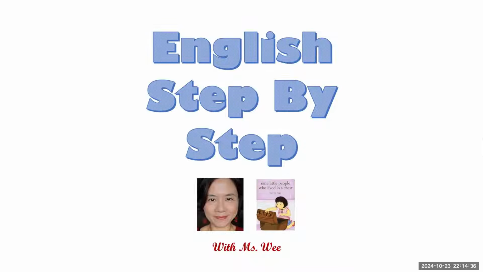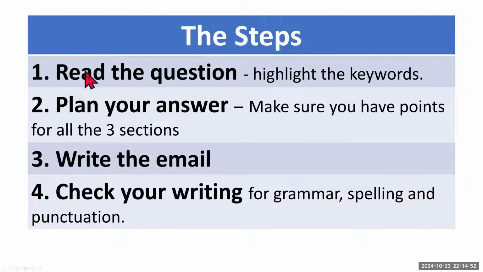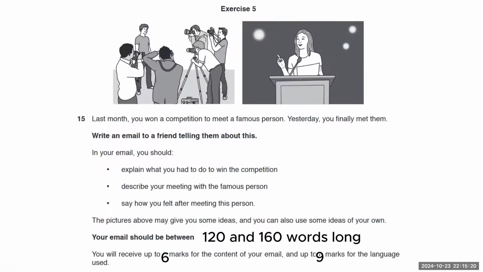I am Miss Wee. Today we will be doing email writing from this paper. So it's the May-June 2019 paper, paper 2-1. So here are the steps. First, we are going to read the question and highlight the keywords. You can pause the video to highlight the keywords.